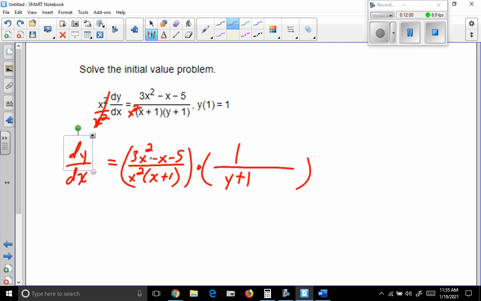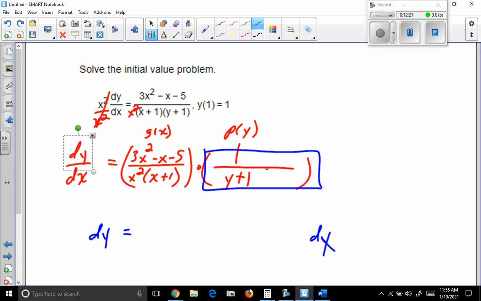Since we have one factor that's x's, one factor that's y's, yes, this can be separated. So move the dx over to the right. If we move the y's to the other side, we're going to divide by this, or multiply both sides by the reciprocal. So that will give us y plus 1 on the left, and then we're leaving this on the right.